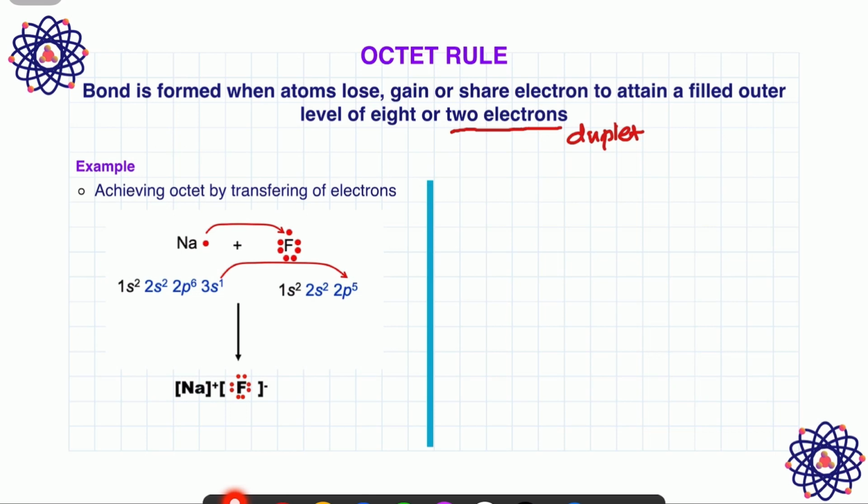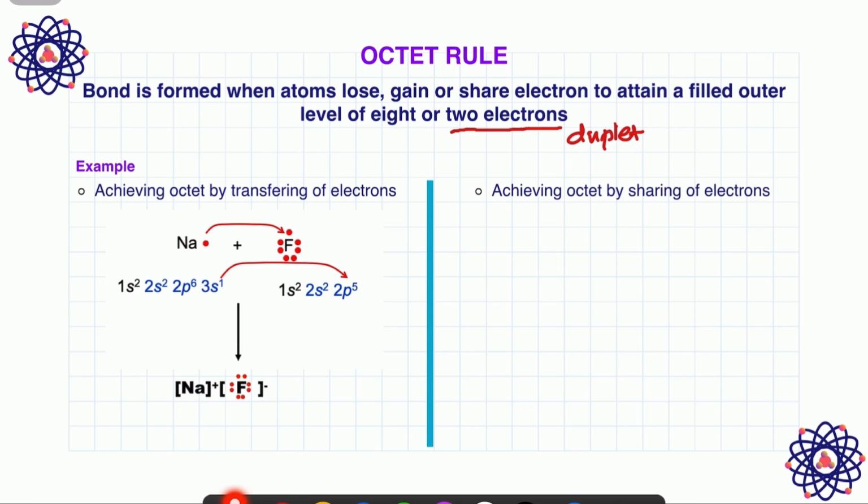When the sodium transfers its 1 electron, it will become a positive ion, with the electronic configuration for the positive ion being 1s2, 2s2, 2p6. While for the fluorine, when it accepts 1 electron from the sodium, it will form an F- ion with the electronic configuration 1s2, 2s2, 2p6. So these two ions already achieve the octet configuration and obey the octet rule. Sodium, to obey the octet rule, will lose an electron, while fluorine, to obey the octet rule, will gain an electron.